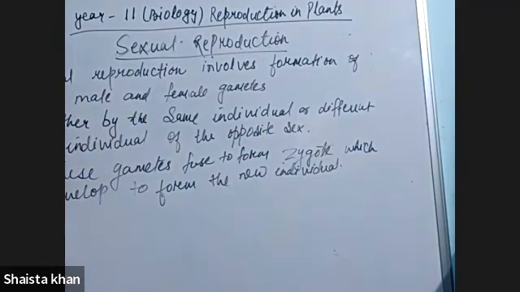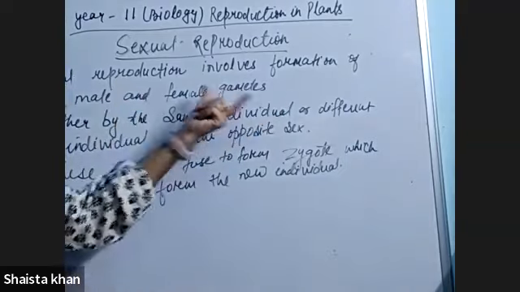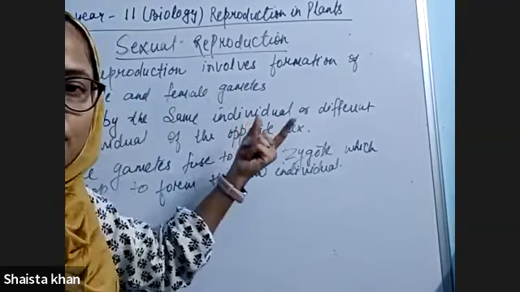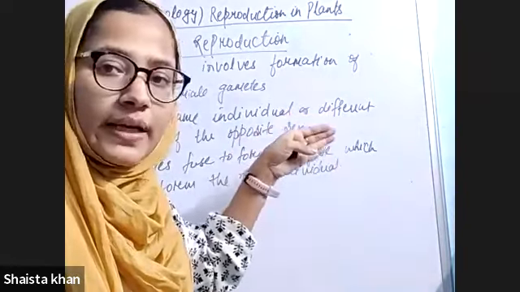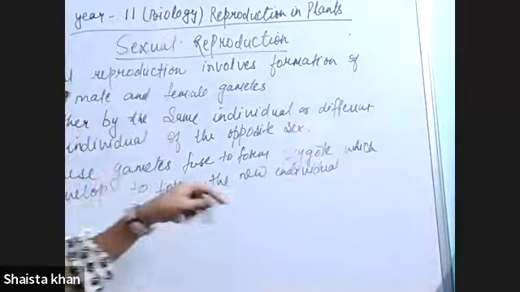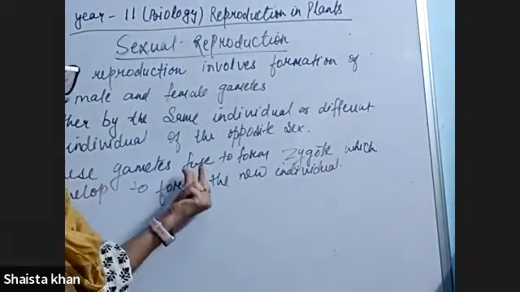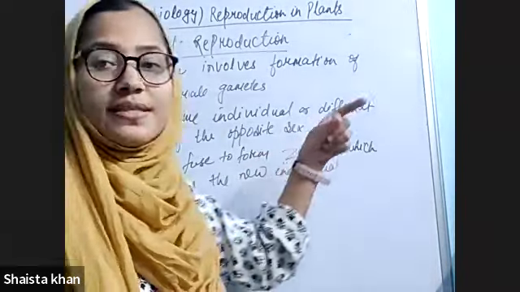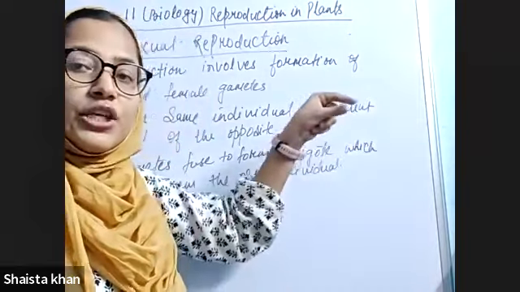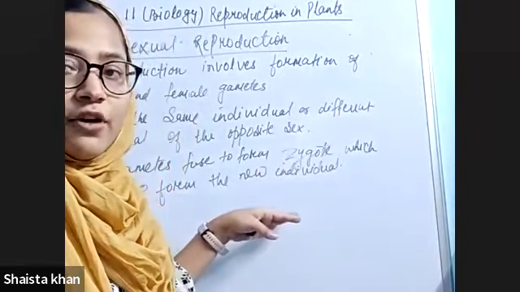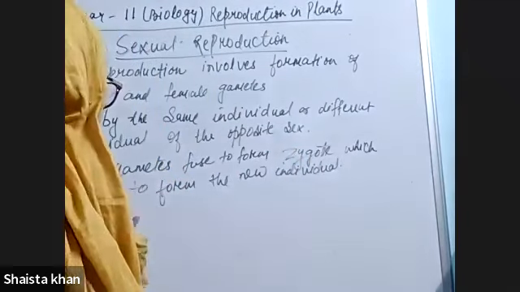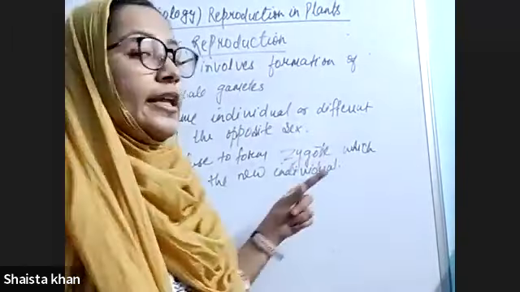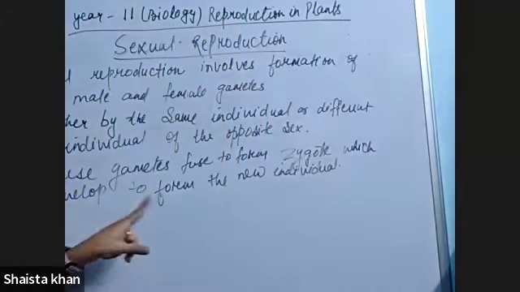What is sexual reproduction? Sexual reproduction involves formation of the male and female gametes, either by the same individual or a different individual of the opposite sex. Like one should be female and another should be male. So these gametes, male or female, fuse to form a zygote. When they fuse together, the nuclei fuse and form a single nucleus, forming a zygote which develops to form the new individual.